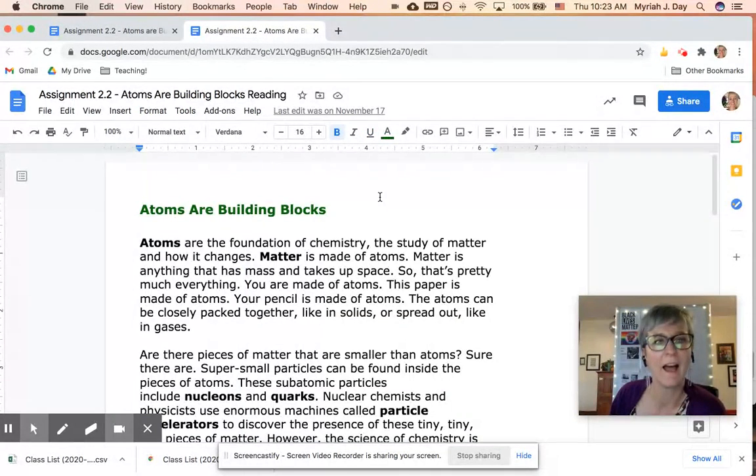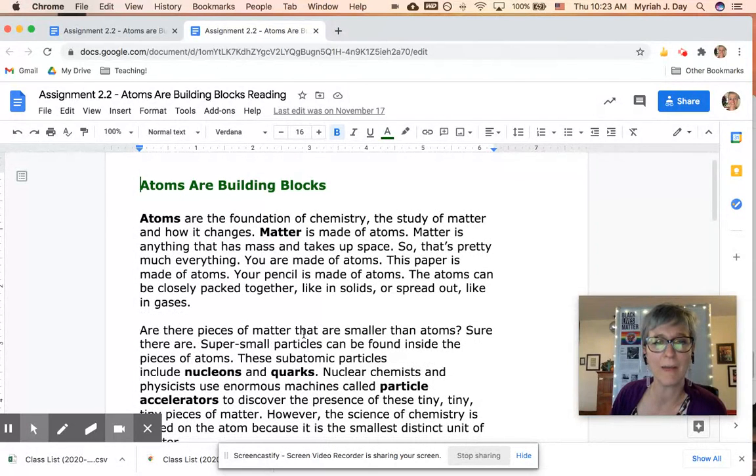All right, atoms are building blocks. Atoms are the foundation of chemistry, the study of matter and how it changes. Matter is made of atoms. Matter is anything that has mass and takes up space. So that's pretty much everything. You are made of atoms. This paper is made of atoms. Your pencil is made of atoms. The atoms can be closely packed together, like in solids, or spread out, like in gases.